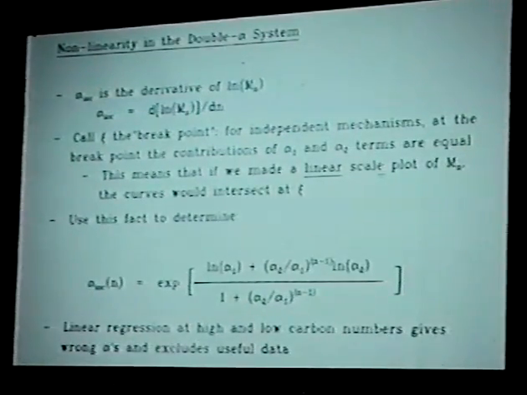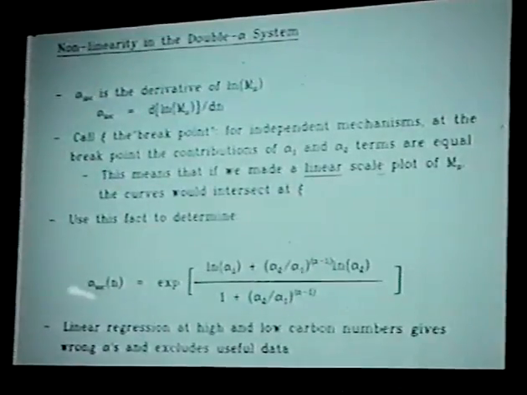If we go through the mathematics of assuming that alpha 1 and alpha 2 are independent and taking the derivatives, we end up with this equation down here. And this is a rather complicated expression showing that at any given carbon number, the alpha that we would observe by measuring the slope is dependent on the values of alpha 1 and alpha 2 and the carbon number.